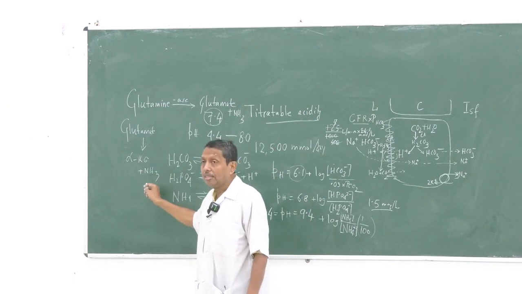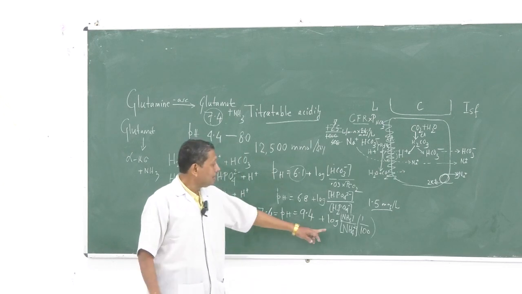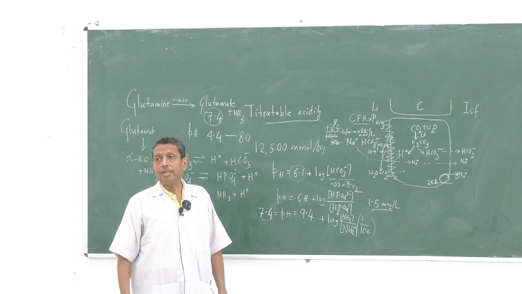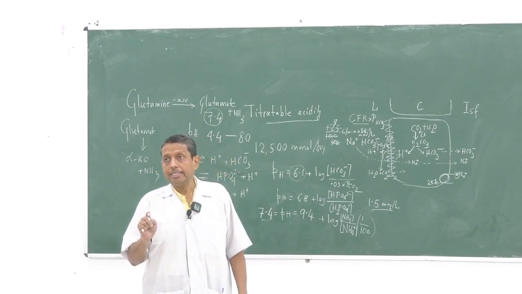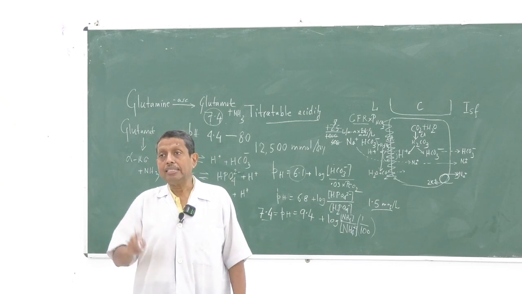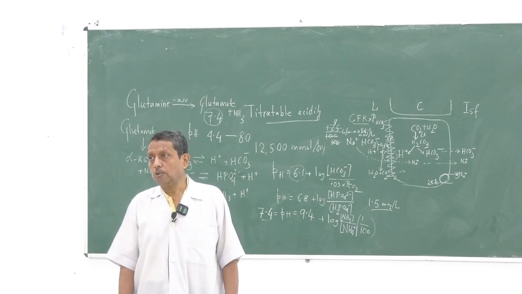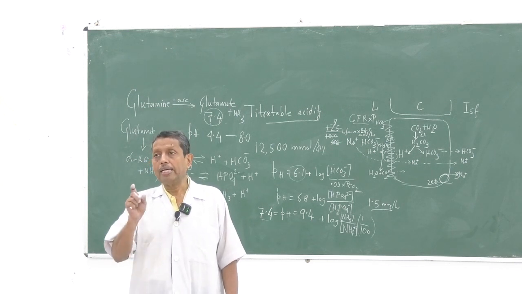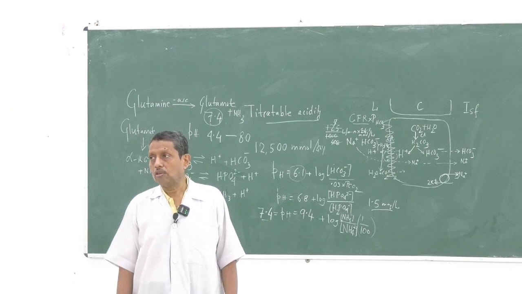And ammonia remains mostly in the NH3 form, whatever it may be, that is the free form. That is the NH3 form, non-protonated form. And that is easily diffusible. Easily diffusible in all directions. But it is trapped in the lumen when it binds with hydrogen ion. Hydrogen ion.